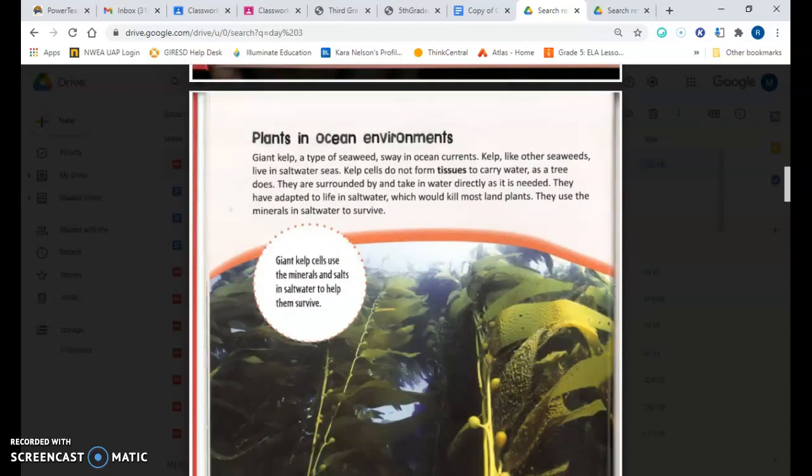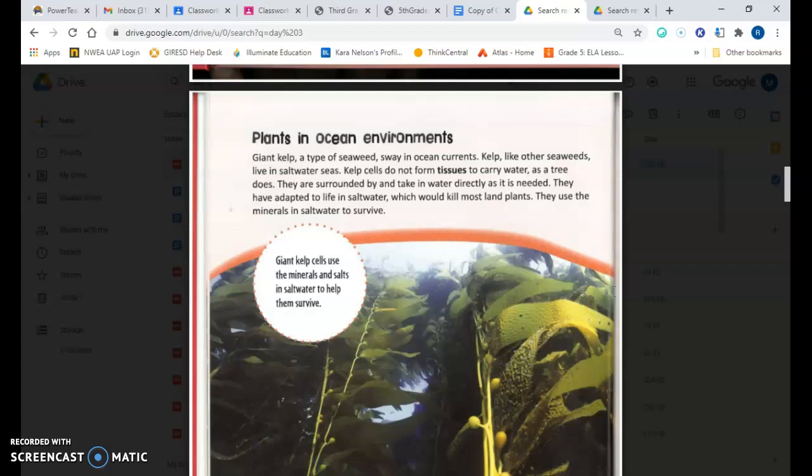Here, our next section talks about plants in ocean environments. Giant kelp, a type of seaweed, sway in ocean currents. Kelp, like other seaweeds, live in saltwater seas. Kelp cells do not form tissues to carry water, as a tree does. They are surrounded by and take in water directly as it is needed.